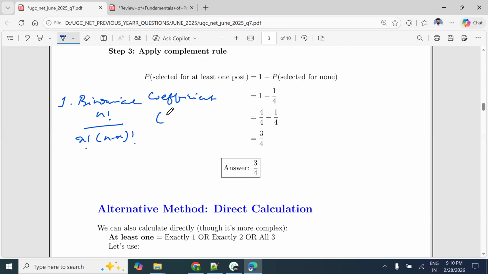We also write it like this, n choose x, directly. Second is theta to the power x. That is the probability of getting exactly x successes.